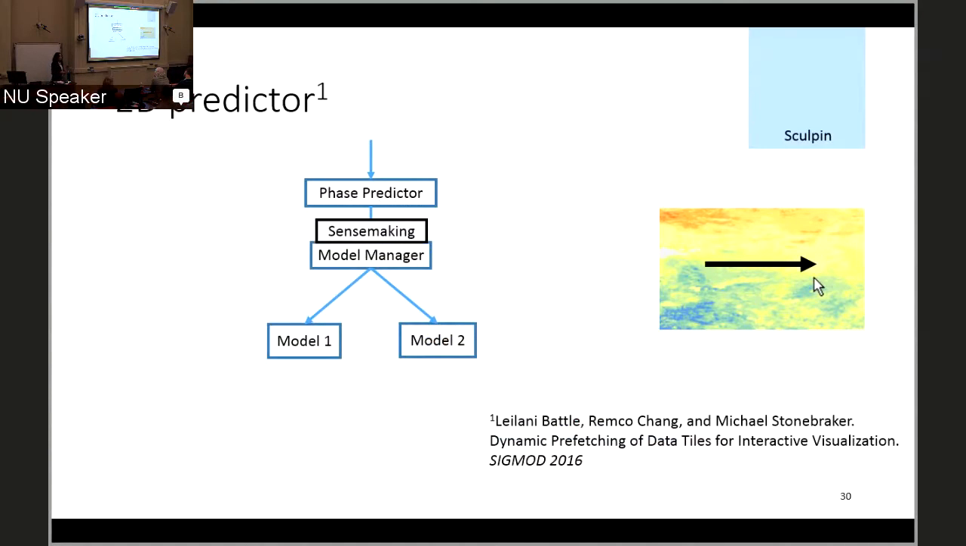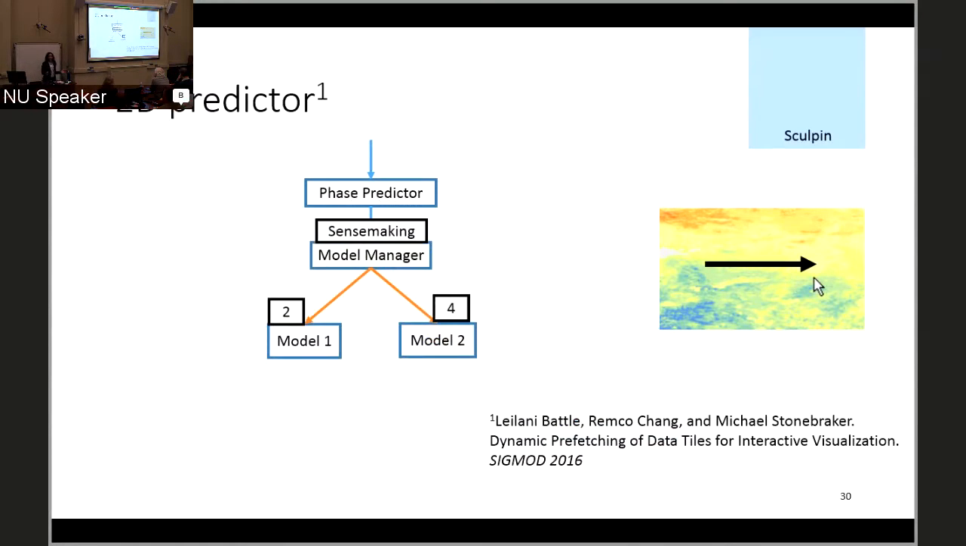Given this, the way it can more efficiently perform its prediction is by allocating space to these individual recommendation models. So in this case, the user's in the sense-making phase. Suppose model 2 is better than model 1 at making predictions during this phase. Then the model manager will allocate more space in tiles to model 2 than model 1. In this case, 4 tiles versus 2 tiles.